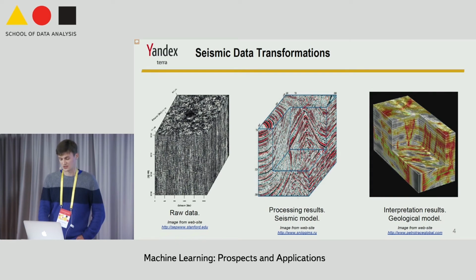During the second stage, the interpretation stage, the seismic model is transformed to so-called geological model, and some physical parameters such as density, porosity, permeability, and so on are estimated at this stage.